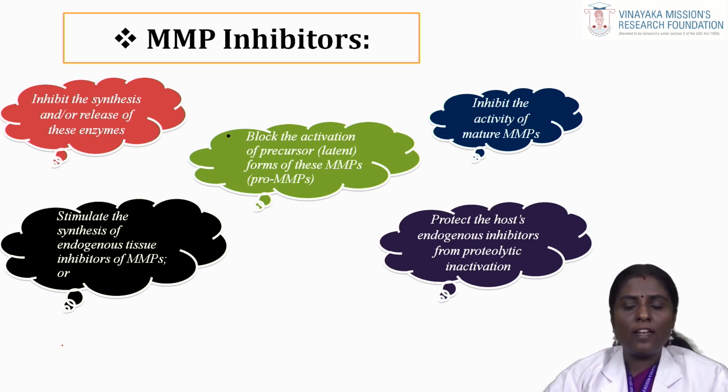So the pro-MMPs, when they are being inhibited, will not be activated to the active form, which prevents destruction of the extracellular matrix. We are inhibiting the latent form itself, and they will also inhibit the activity of mature MMPs. They will also stimulate the synthesis of endogenous tissue inhibitors like TIMPs and alpha globulin for MMPs, or they will protect the host endogenous inhibitors from proteolytic inactivation. So this is an important point when we talk about MMP inhibitors.